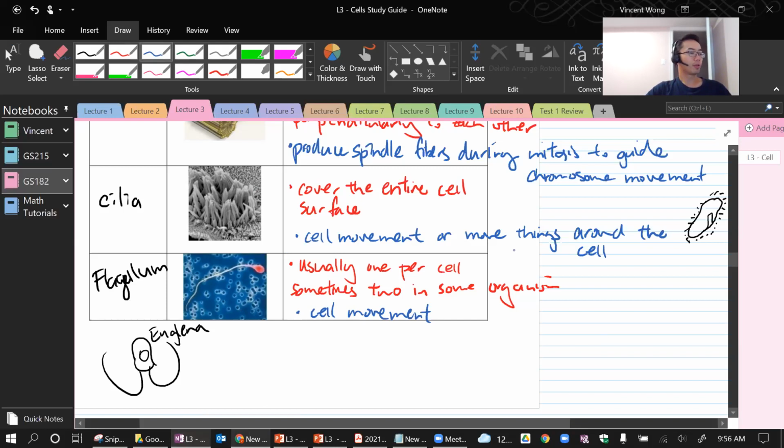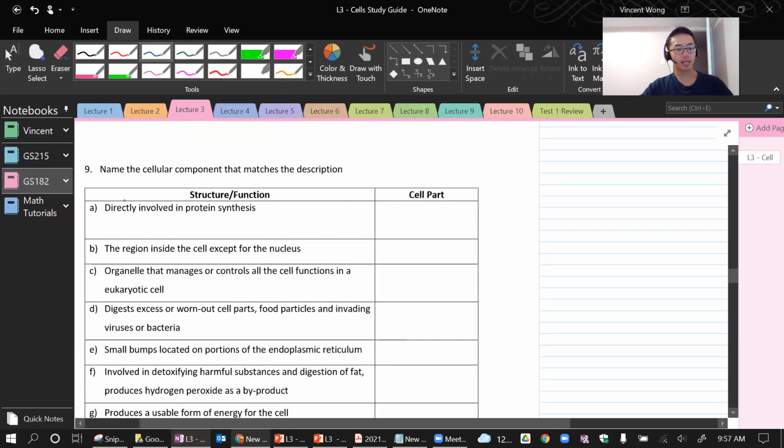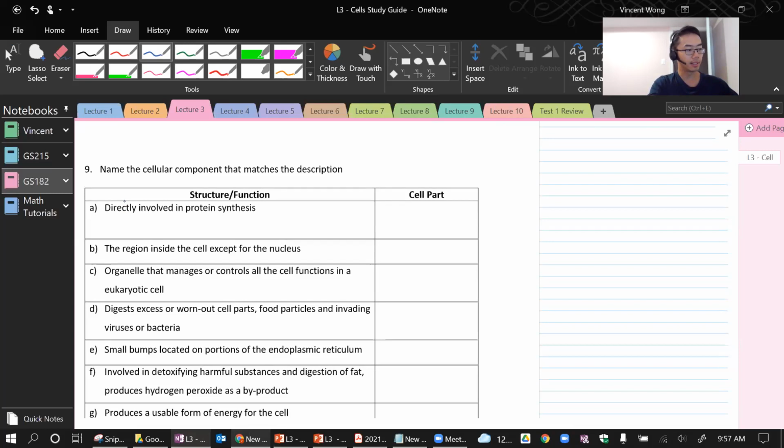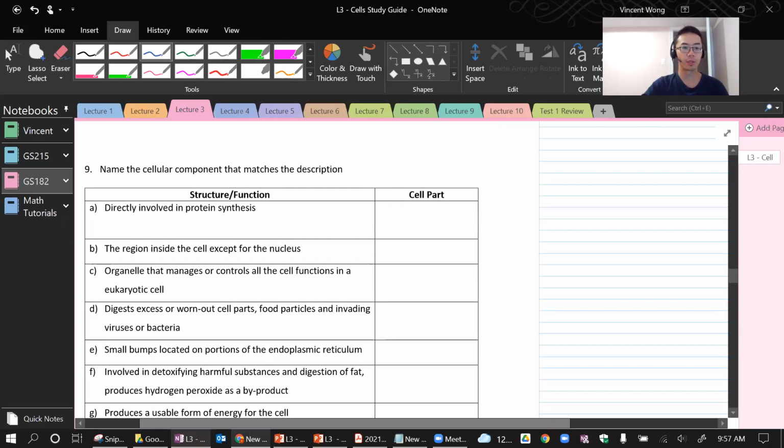Any question before we continue? All good? All right. So next we have to fill in this chart, and I think that is the pretty straightforward part.